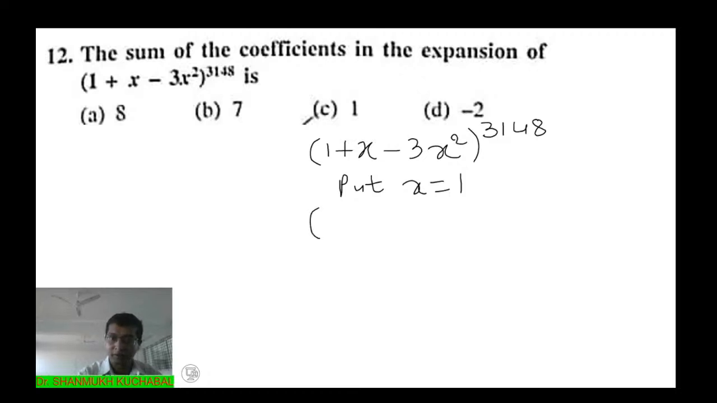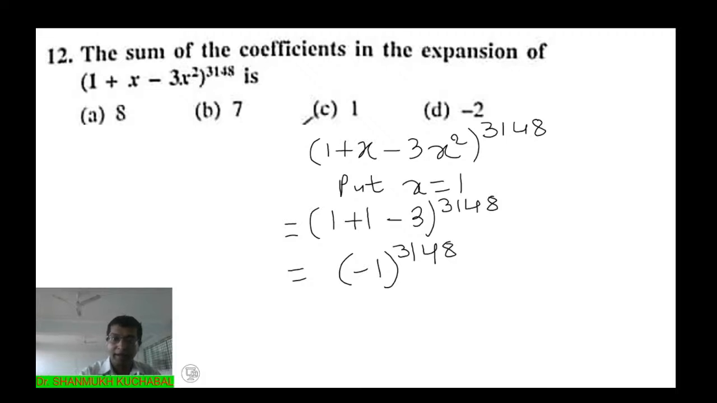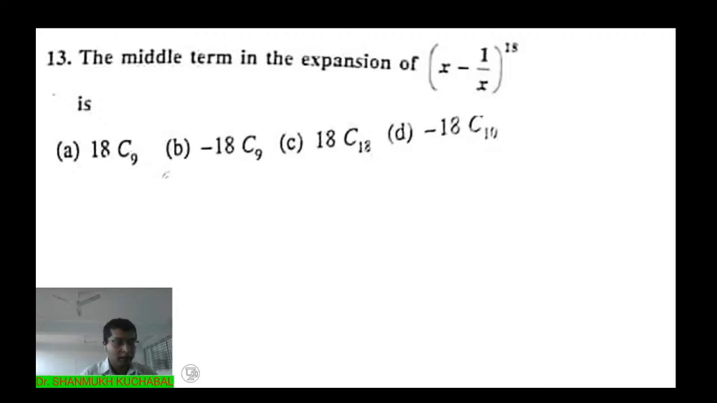If we substitute x equal to 1, we get (1 plus 1 minus 1 into 3) raised to 3148. Then further, 1 plus 1 is 2, 2 minus 3 is minus 1, so we get minus 1 raised to 3148. Yes, minus 1 raised to an even number is always plus 1. Therefore option C1 is the right answer. Okay, yes. We'll move to our next example.